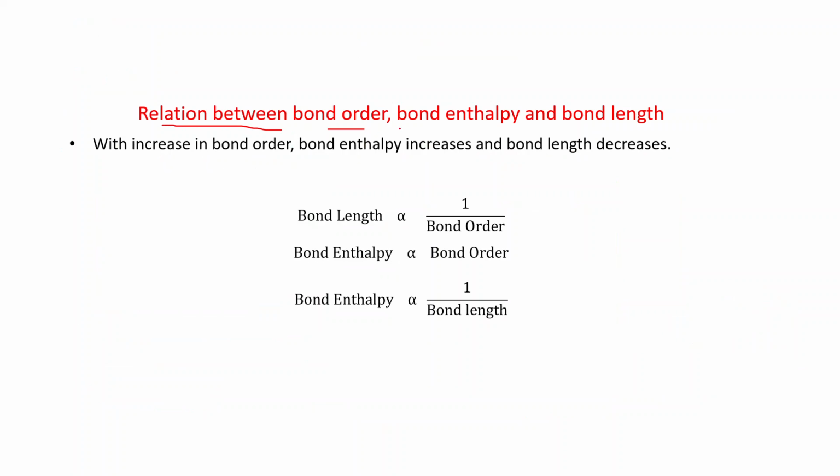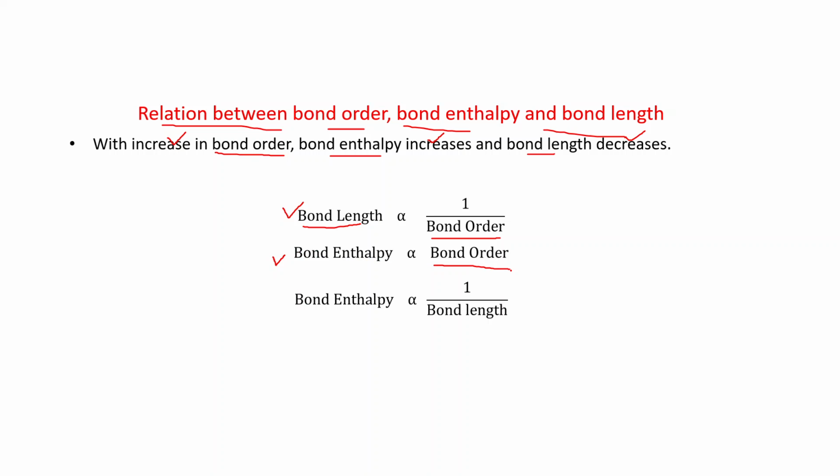Relation between bond order, bond enthalpy and bond length. With increase in bond order, bond enthalpy increases and bond length decreases. Again, remember it. With increase in bond order, bond enthalpy increases and bond length decreases. We can say bond length is inversely proportional to bond order. Smaller the bond order, larger the bond length.